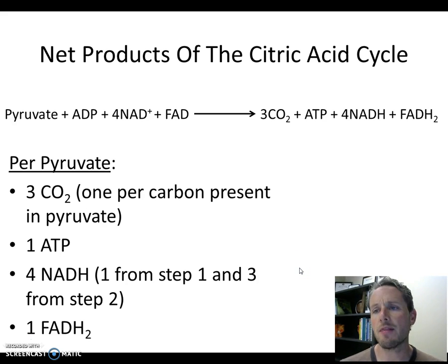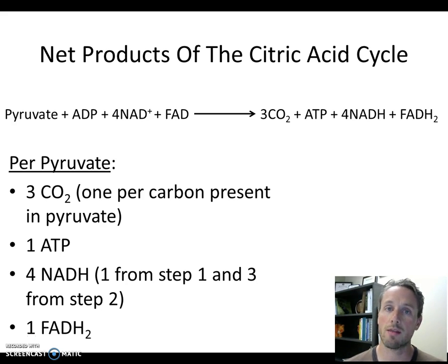So that's it. So let's think about the net products of the citric acid cycle. Again, we began with pyruvate. We break it apart into these 3 carbon dioxides, and along the way we capture energy in ATP, NADH, and FADH2. Per pyruvate molecule, we make 3 of those carbon dioxides, again, 1 per carbon that was present in the original pyruvate. Per pyruvate, we make 1 ATP. Per pyruvate, we make 4 NADH. And per pyruvate, we make 1 FADH2. But remember, this step happens twice. So the citric acid cycle happens twice for every glucose that we started with in glycolysis.